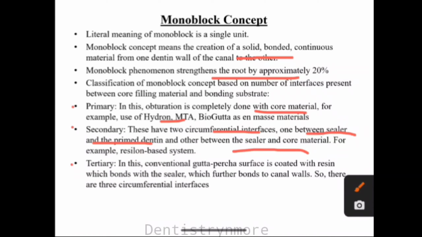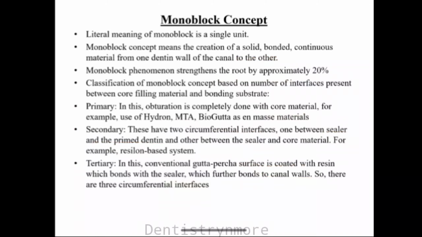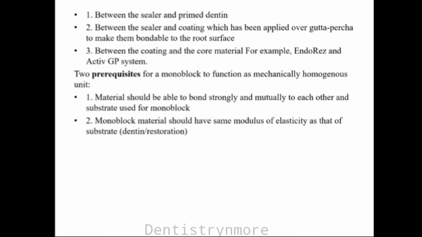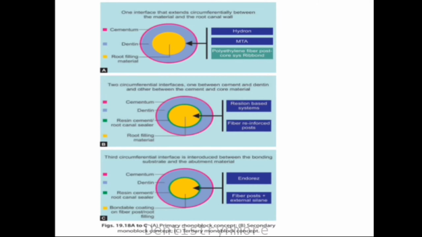And the third one is tertiary. In that, the conventional gutta-percha surface is coated with resin, which is bonded with the sealer, which further bonds to the root canal wall. So there are three circumferential interfaces present in tertiary. These are the three stages. Here you can see the first figure shows the primary monoblock concept, the second shows the secondary, and the third one is the tertiary monoblock concept.